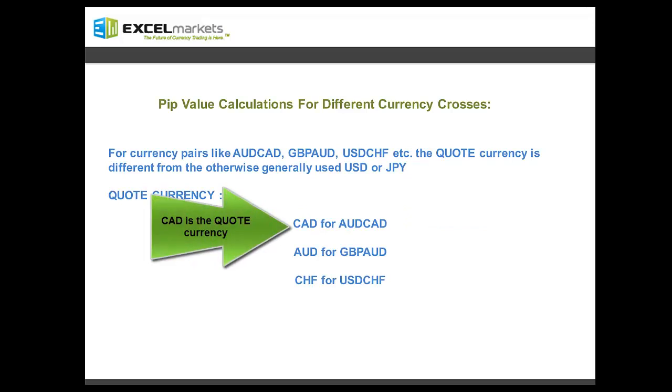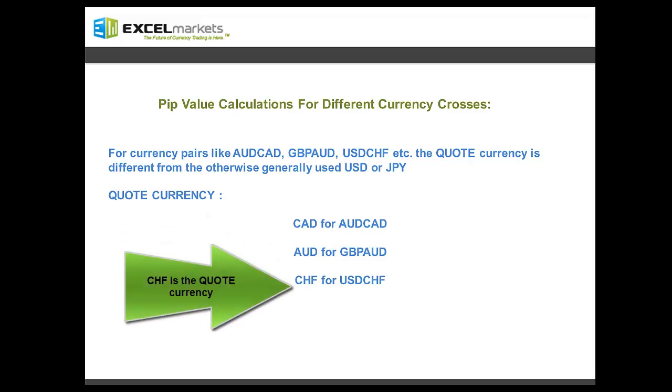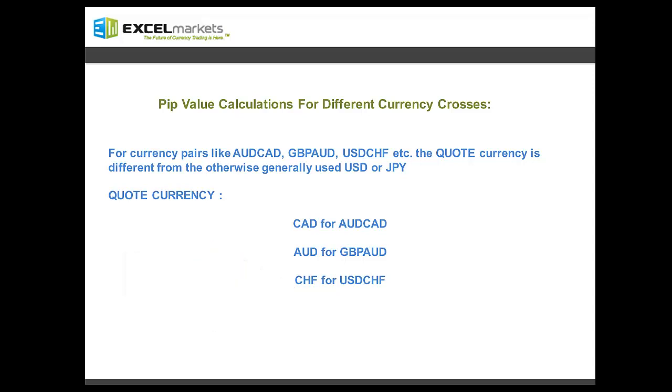For currency pairs like AUD CAD, GBP Australian dollar, USD CHF, that is the US dollar against Swiss franc, the quote currency is different from the otherwise generally used US dollar or the Japanese yen. For example, in the case of Australian dollar against the Canadian dollar, the Canadian dollar is the quote currency. For GBP AUD, Australian dollar is the quote currency. For USD CHF, which is the Swiss franc, is the quote currency.